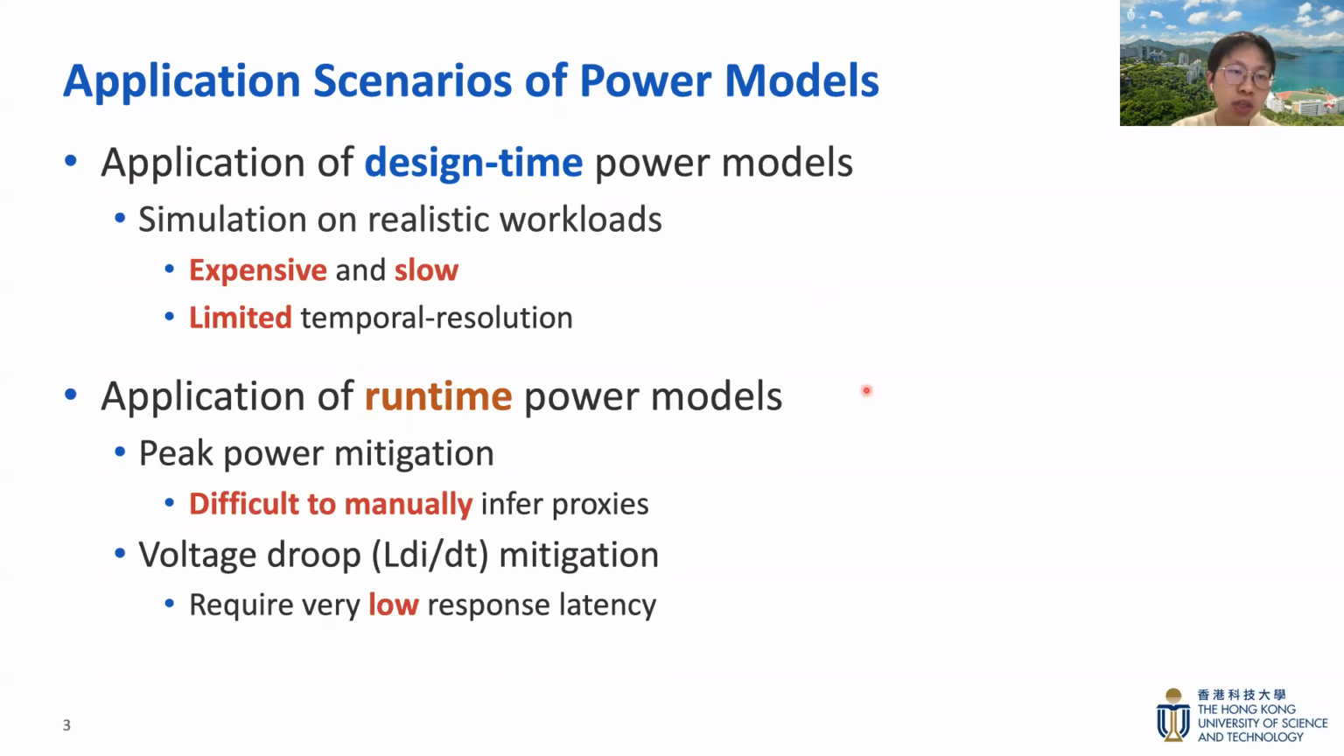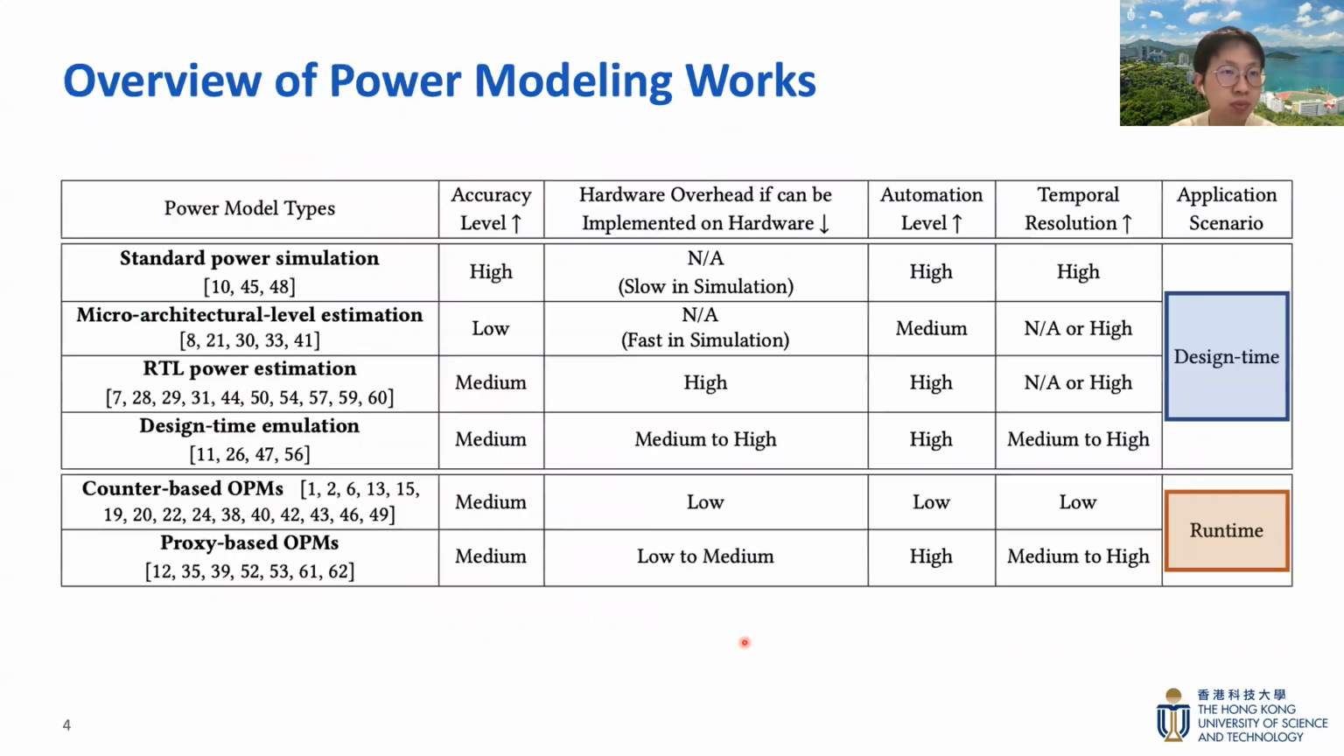So it could be used to help peak power mitigation and voltage droop mitigation. Existing power mitigation techniques have difficulty inferring the proxies to guide the mitigation technique. And also the voltage mitigation requires very low response latency. So these are all the requirements that drive the improvement of the runtime models.